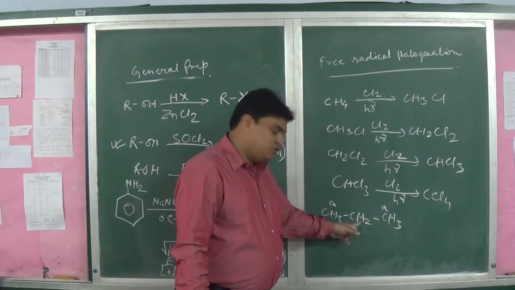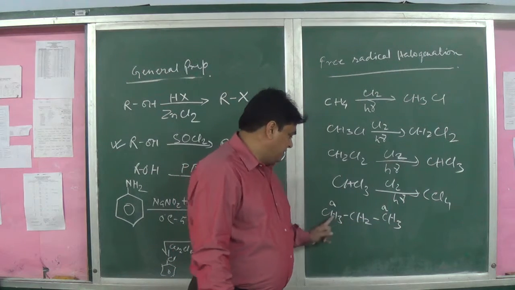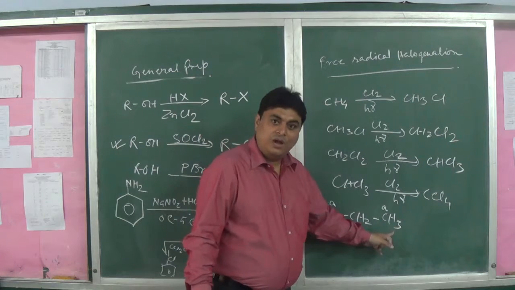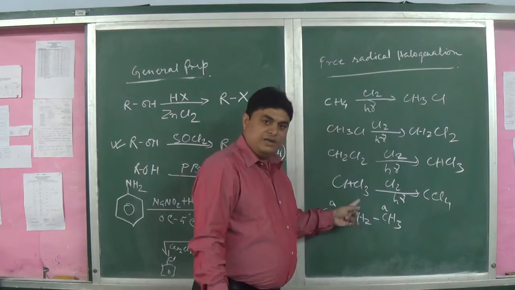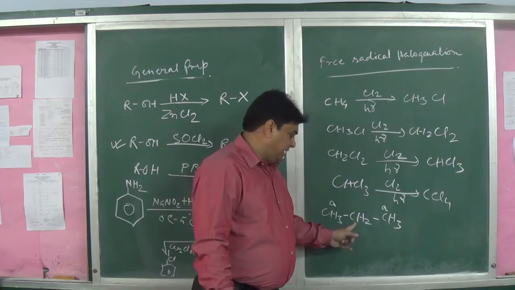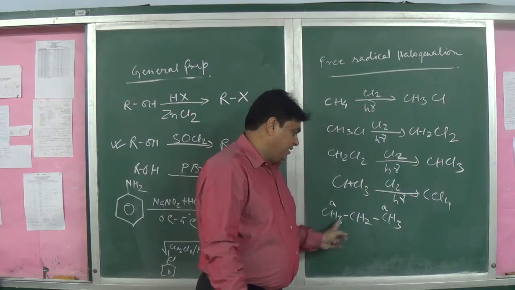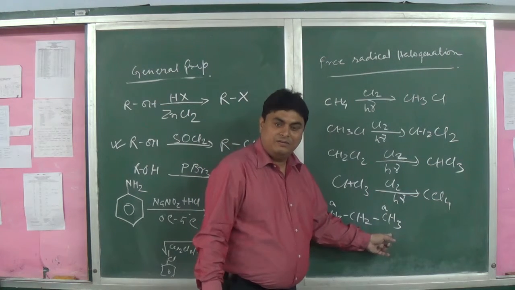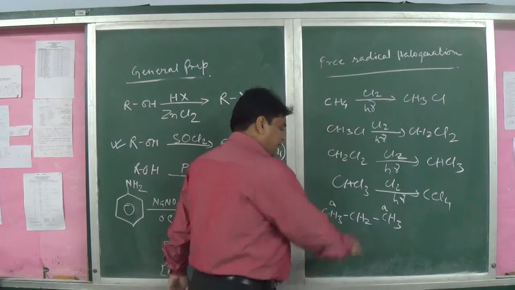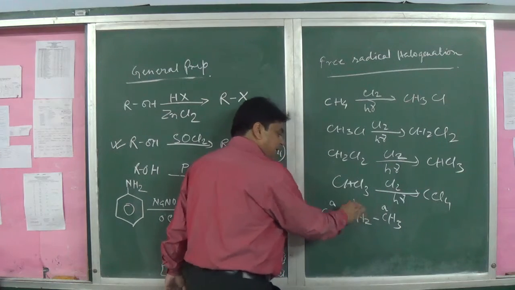Now let us focus on these 2 hydrogens. They are absolutely different from the environment of these. How? One hydrogen, if you consider, has another hydrogen and both sides are occupied by methyl radicals. That means you can categorize it as a separate category, B.